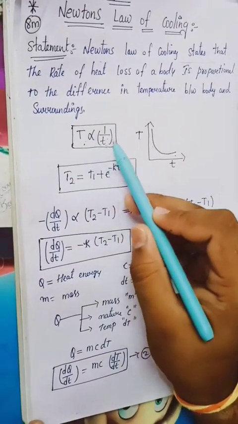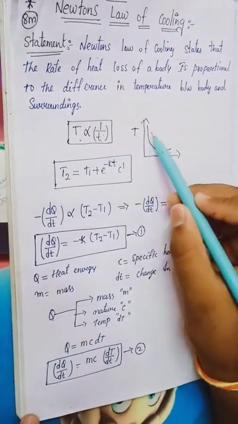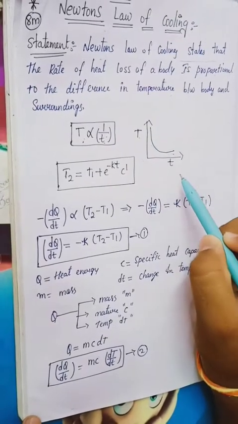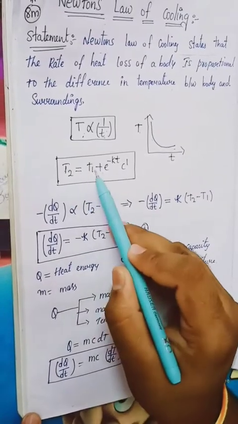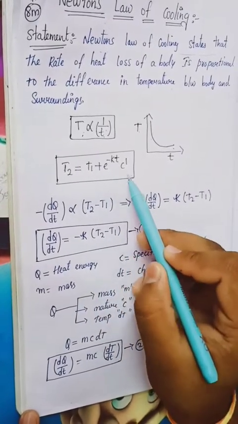Temperature is inversely proportional to the time. The graph shows that temperature is inversely proportional to the time. We have to prove T2 is equal to T1 plus e power minus kt plus c dash.